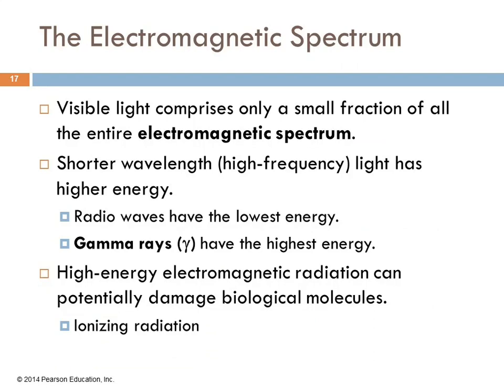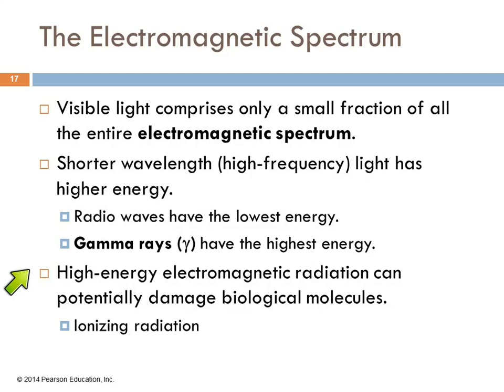Visible light is only a little teeny tiny part of the whole electromagnetic spectrum. The shorter the wavelength, the higher the frequency, the more energy that radiation has. And so in this electromagnetic spectrum, on the opposite sides of the visible light, we have radio waves at one end, and those have very low energy. And then we have gamma rays at the other end, which has very high energy.